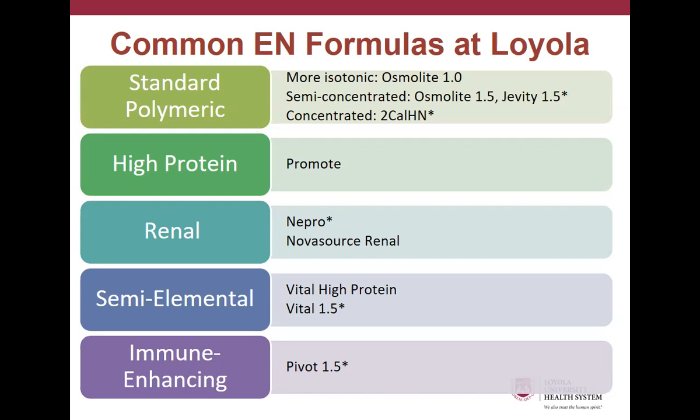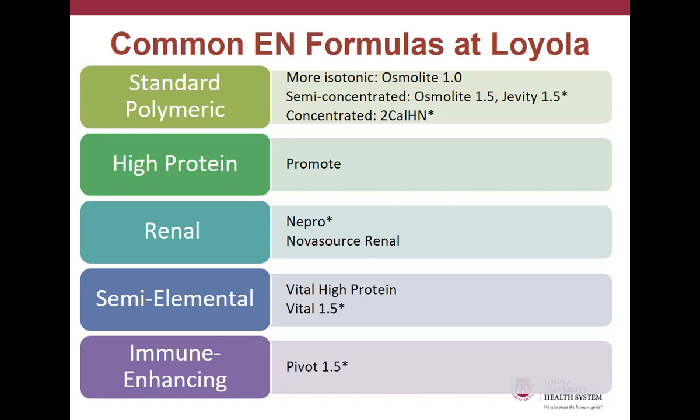Any of the formulas on this slide with an asterisk contain fiber, and sometimes we'll use that if it's indicated. We have high protein formulas such as Promote, which has a higher amount of protein per milliliter. We have renal formulas, so Nepro and NovaSource Renal. Nepro is our preferred formula. We're contracted with Abbott, that's just who we're contracted with, so these are the formulas that we use. But we will use NovaSource Renal if we don't want fiber in the formula.